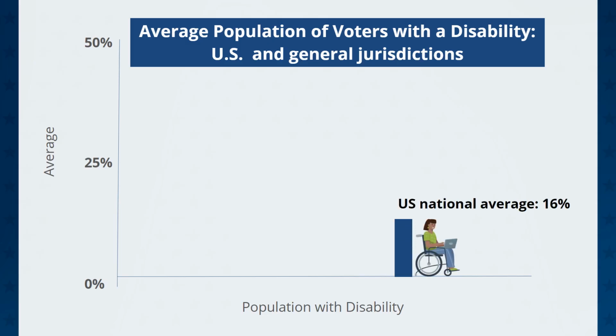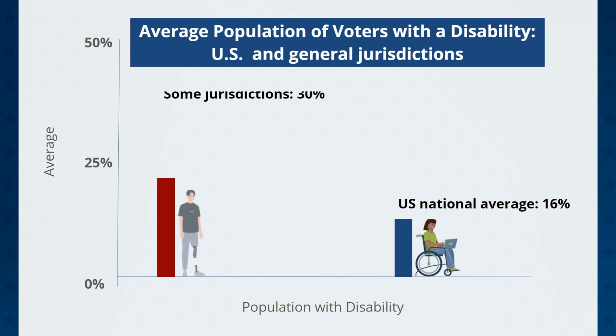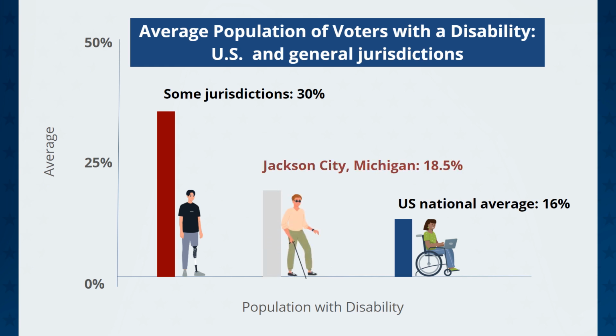The national average for the U.S. as a whole is approximately 16%, and some jurisdictions have over 30%, depending on their demographics. Based on this data, we can say that Jackson City's population of voters with disabilities is a little higher than the national average.